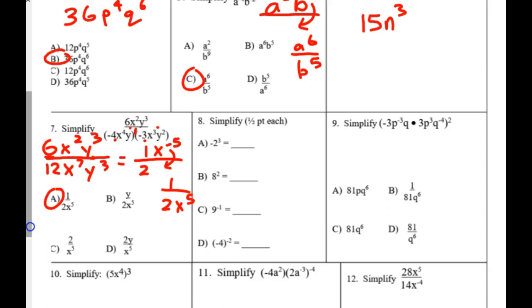Okay. Simplify. So negative 2 to the 3rd power. Again, use parentheses when you do this. Okay, and you should get negative 8. 8 squared. Okay, 64. Again, 9 to the negative 1. 1 over 9. And again, negative, you bring it down. So 1 over. And then negative 4 squared is going to be 16.